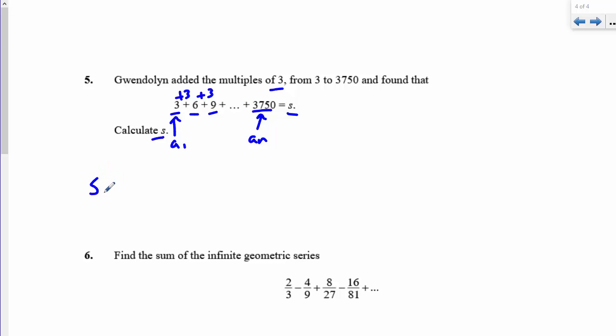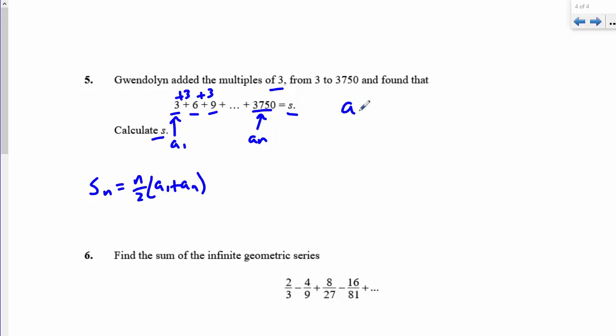It's S_n equals n over 2 times (a1 plus a_n). As it turns out, though, I do not know what n is. I don't know how many actual terms there are in the sequence. There's a huge gap in here, and I don't know how many elements are there. So I have to find that, and I'm going to find it using this formula.